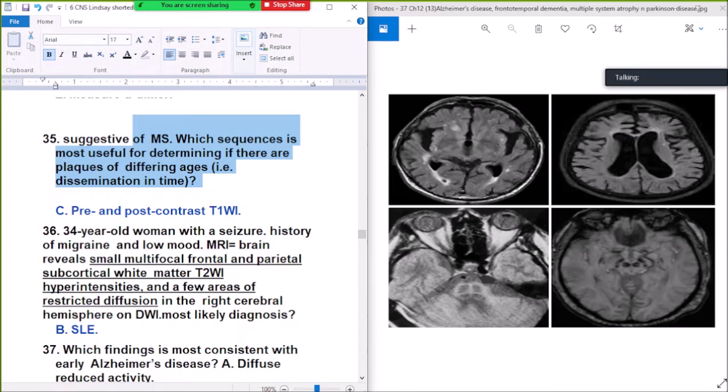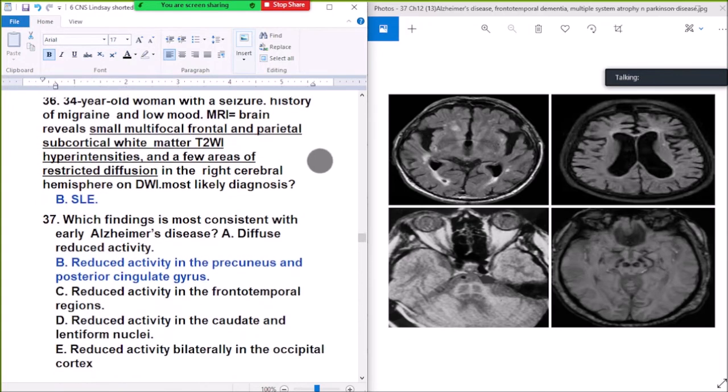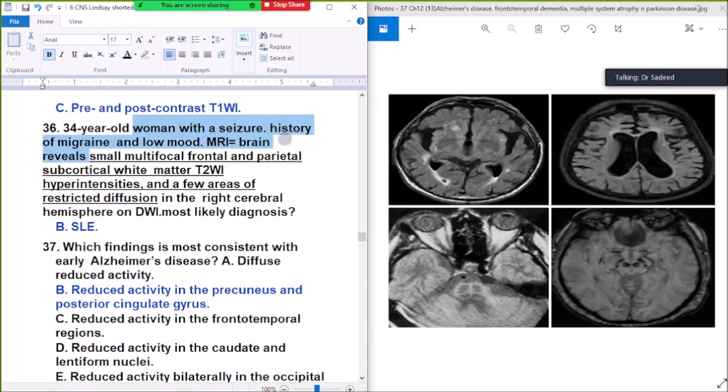Question number 36. A 34-year-old woman with seizure, history of migraine and mood changes. MRI brain reveals small multifocal frontal and parietal subcortical white matter T2W hyperintensities and a few areas of restricted diffusion in the right cerebral hemisphere on DWI. Most likely diagnosis: SLE. This is a woman with seizure, history of migraine and mood changes, and small multifocal frontal and parietal subcortical white matter T2W hyperintensities and a few areas of restricted diffusion, all features of SLE, seen in female patients causing seizure, mood changes, and migraine.